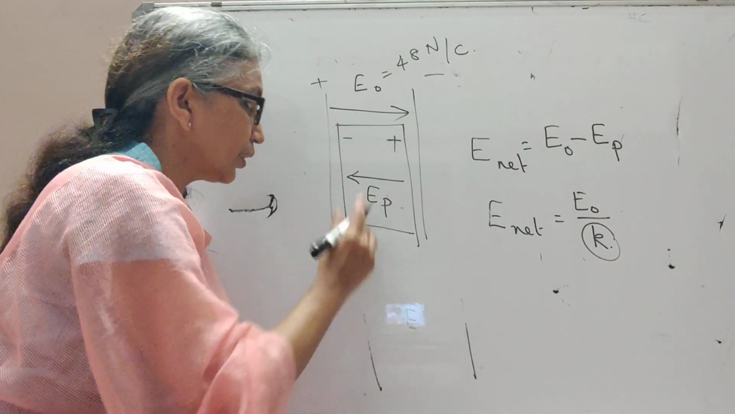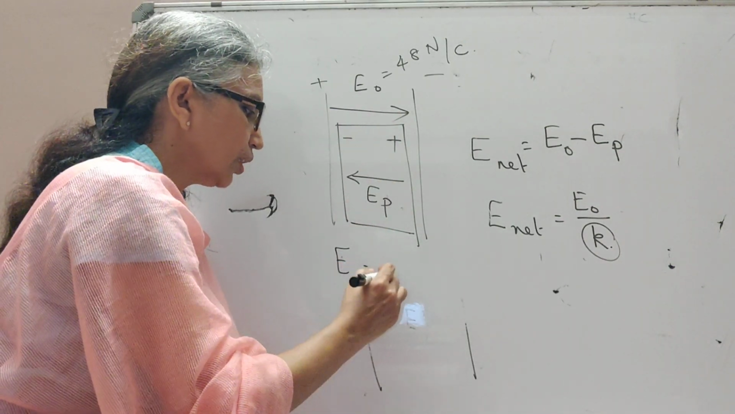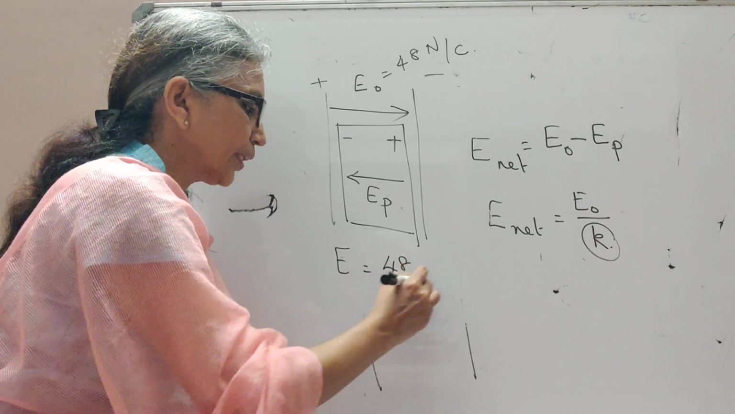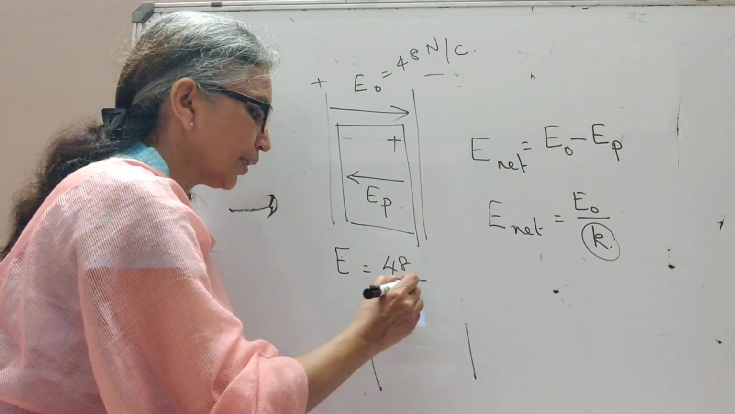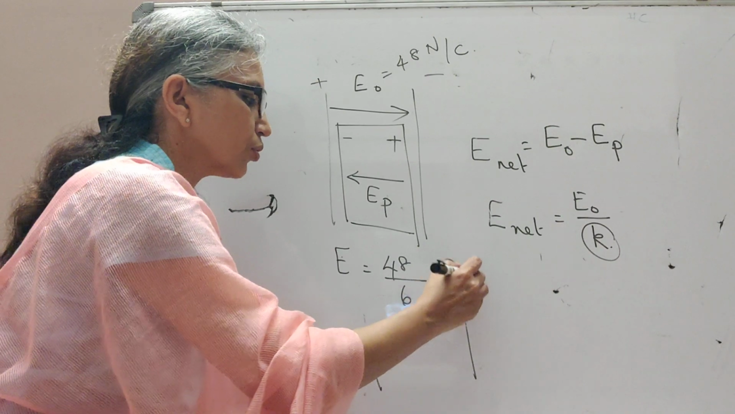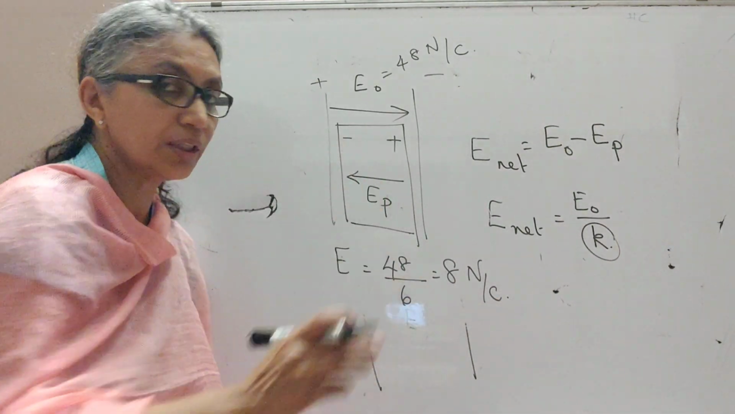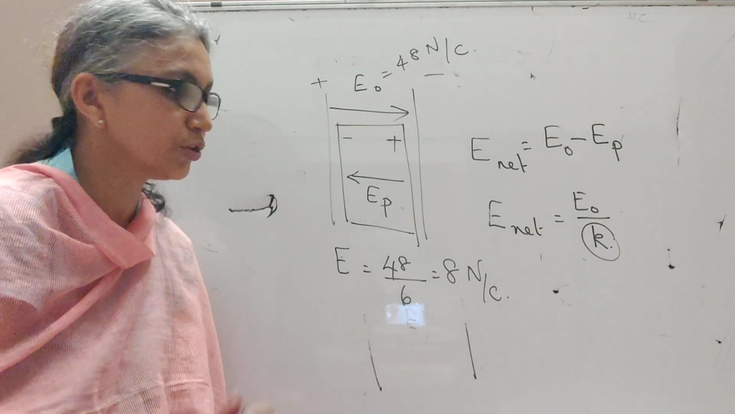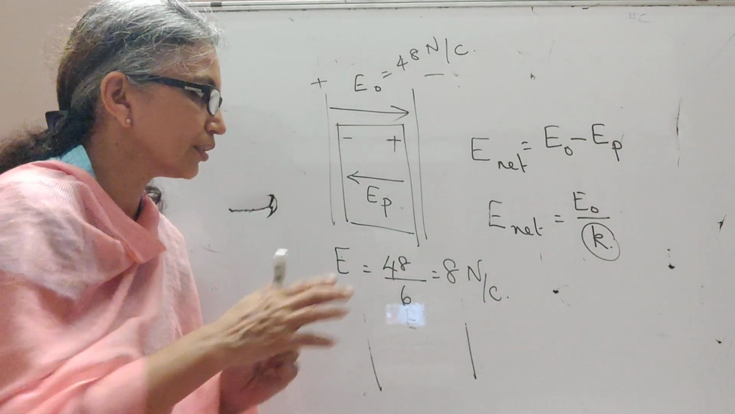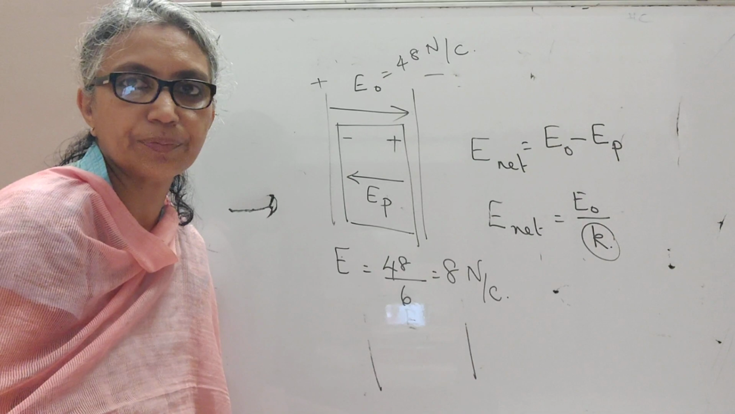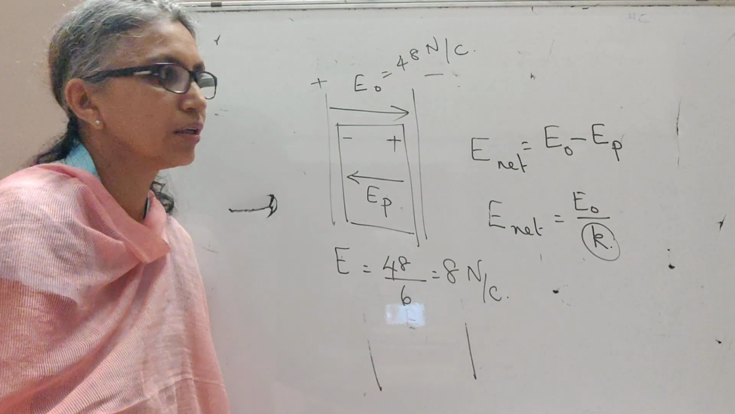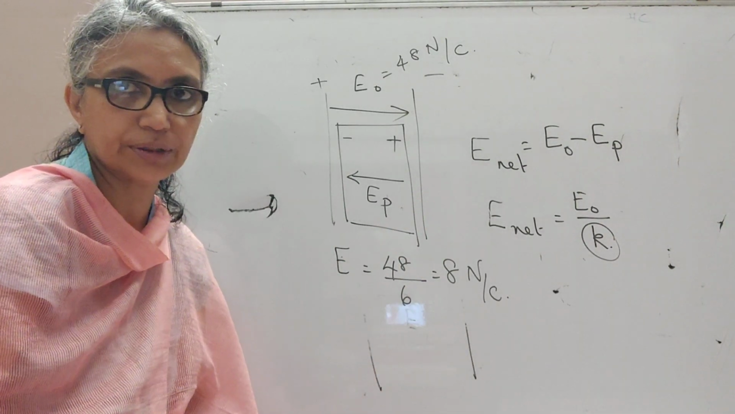The net field inside the two plates now becomes equal to 48 by K. For mica it is 6. So now it will reduce to 8 Newton per coulomb. So you will see, whenever you insert a dielectric between two plates, the net electric field, the new electric field, will be reduced K times in comparison to the original field.